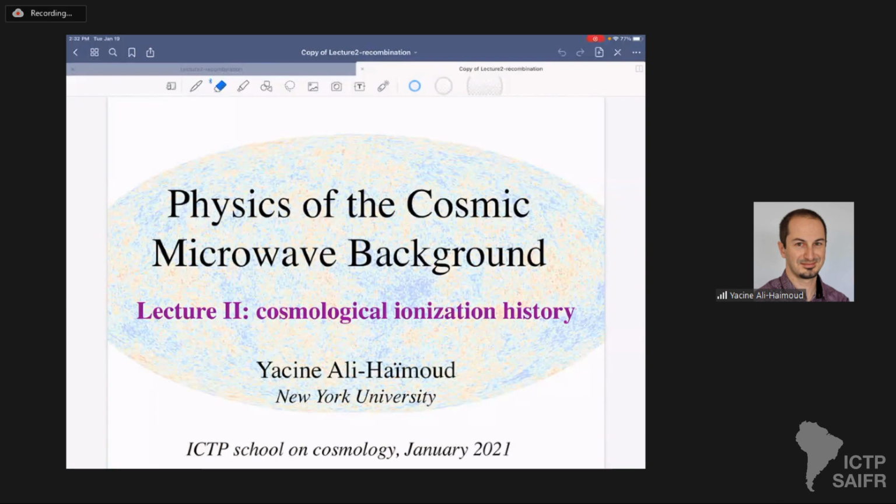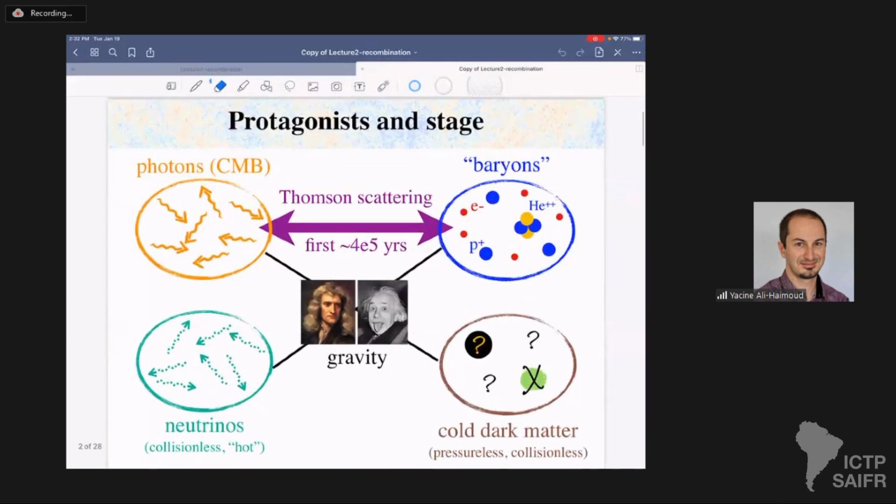So just as a recap, the goal, what goes into calculating CMB anisotropies, is all of these interactions that are highlighted here: all gravitational interactions between photons, baryons, neutrinos, and cold dark matter. The focus of this lecture is going to be specifically on the baryons.